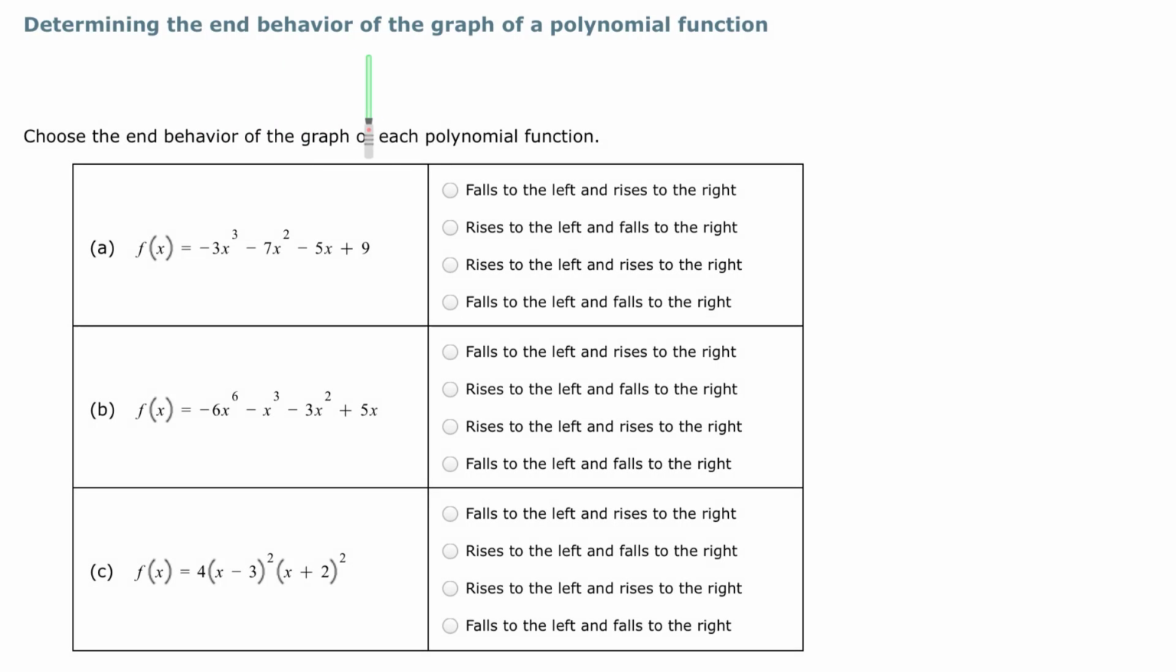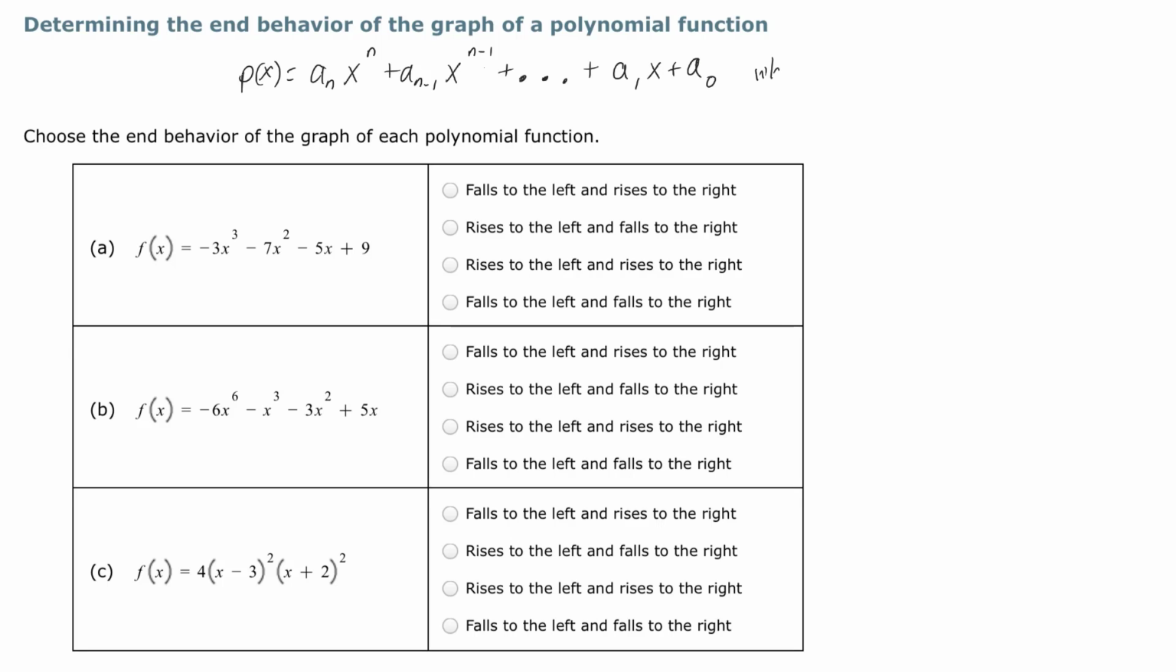Determining the end behavior of the graph of a polynomial function. Remember the definition of a polynomial. It's actually p of x is equal to a sub n x to the n plus a sub n minus 1 x to the n minus 1, and you keep counting like this until you get to a constant. So we can call that constant a naught.